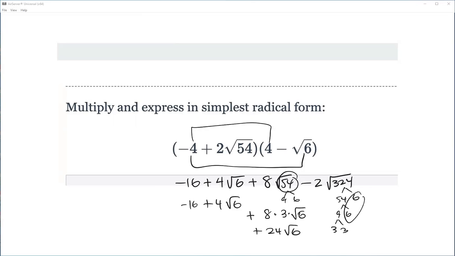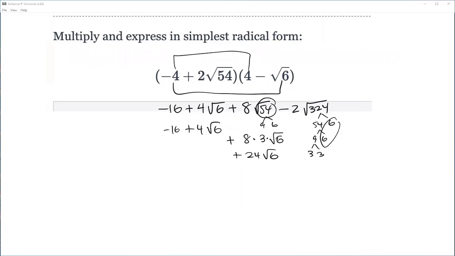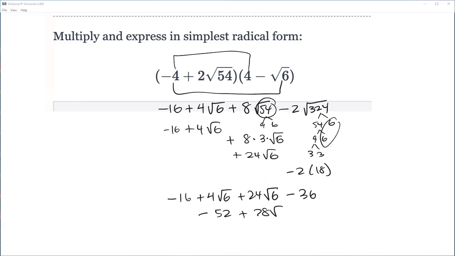And this is, there's a pair of 6s here. And it's a perfect square of 6 times 3. So it'll be 18 squared. Let me double check. Okay, so this is 18. So it'll be negative 2 times 18 because 18 squared is 324. You combine them together. So let me just write this out to kind of organize it. So this will be negative 52 plus 28 radical 6. And that's your answer.